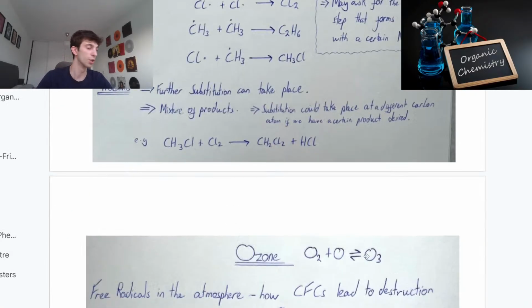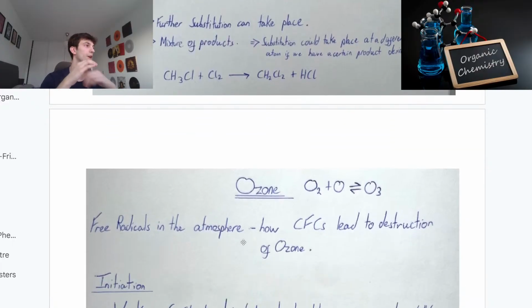So going over ozone, guys, in our atmosphere we have this equilibrium of O2 plus O, and then O3 on the right hand side. Okay, nothing scary here. Now we're going to focus on how CFCs lead to the destruction of ozone. So guys, which bond in our CFCs breaks? Let me know.